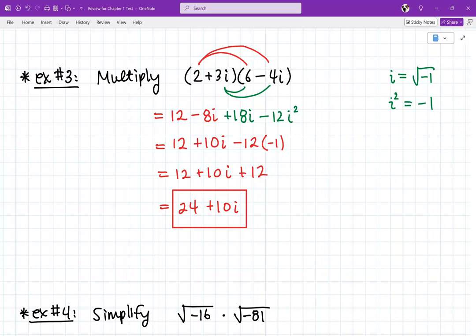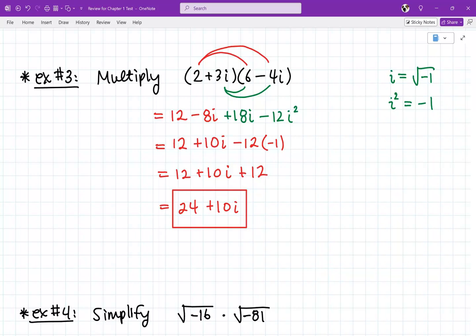You don't combine those two, okay? Because this is a normal number without a variable. This is a number with a variable. You can't just take 5 plus 3x. Those are not like terms. So you can add 24 plus 10 if it was just a 10, but not with the 10i.